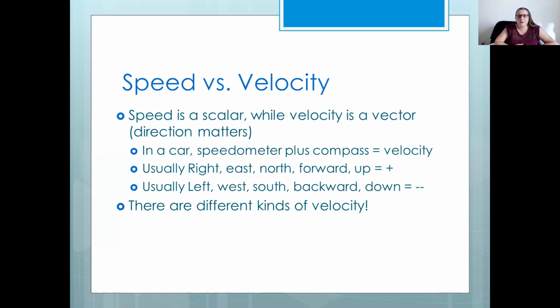And again, just for the sake of repetition, pounding this into your brains, usually right, east, north, forward, and up are all positive directions, and left, west, south, backward, and down are all negative directions. I put 2 negative lines there just to make it a little bit easier to see, but it just means negative. Okay. And again, we can change that if we need to for convenience in the problem, but that's our typical setup. And there are actually different kinds of velocity that we'll be going through today.